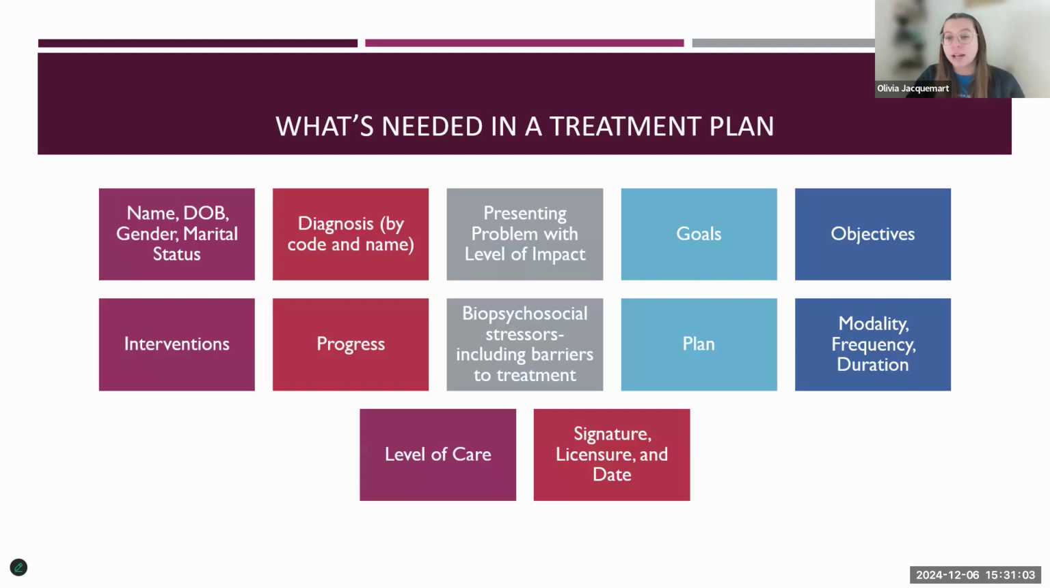We want to know the biopsychosocial stressors, including those barriers to treatment, making sure we notate those so we are prepared for them. And then a plan. How can we address those barriers, or how can we continue to move forward in treatment? We need to know the modality, the frequency, and duration that we are providing services. We need to know the level of care. So again, VPBS provides outpatient level of care. And then lastly, we need the signature, licensure, and date that the treatment plan was completed.